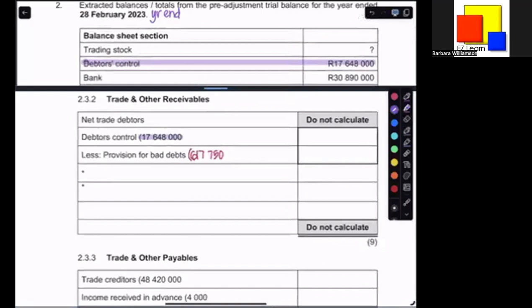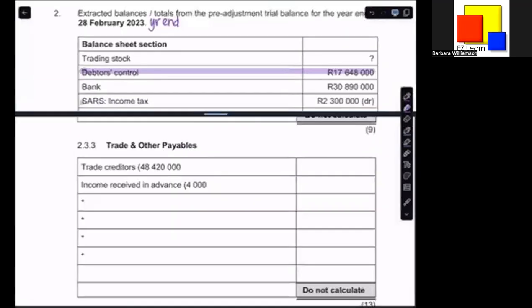Your bank would go into cash and cash equivalents, so we don't need to use it because we don't have that note. We're given the SARS income tax figure as a debit balance. Debit shows us that this must be an asset. The reason for that is that it's the provisional tax that we've paid to SARS during the year. And then once we calculate the actual tax at the end of the year, we'd credit it. And you may end up with either a debit or a credit balance.